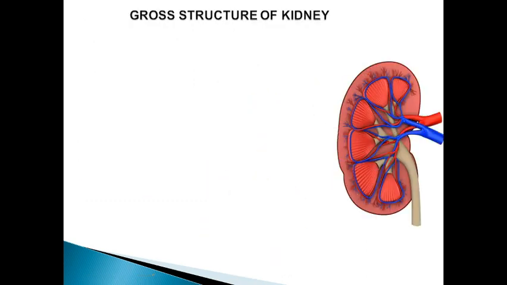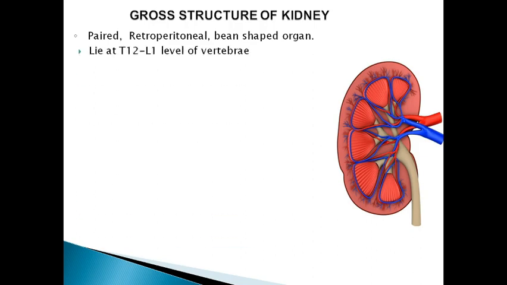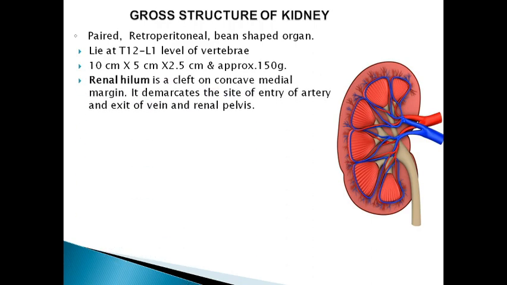Now, moving to the gross structure of the kidneys, as you all must be knowing, the kidneys are paired retroperitoneal structures which are bean-shaped, present at the level of T12 to L1 vertebra, and they weigh approximately 150 grams and their dimensions are approximately 10 into 5 into 2.5 centimeter. The important part of the gross structure is the presence of the hilum, which is present on the concave side of the kidneys, and it demarcates the site of the entry of the renal artery, exit of the renal vein, and also the site of the renal pelvis.